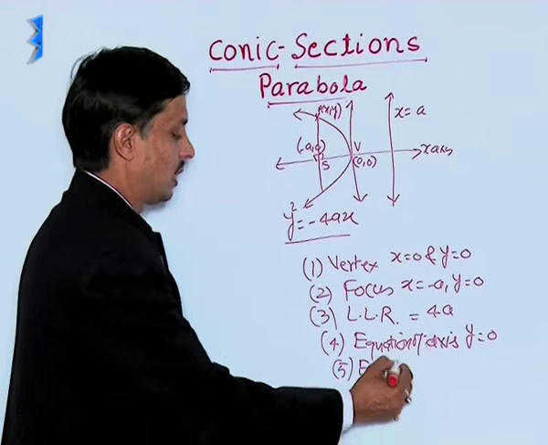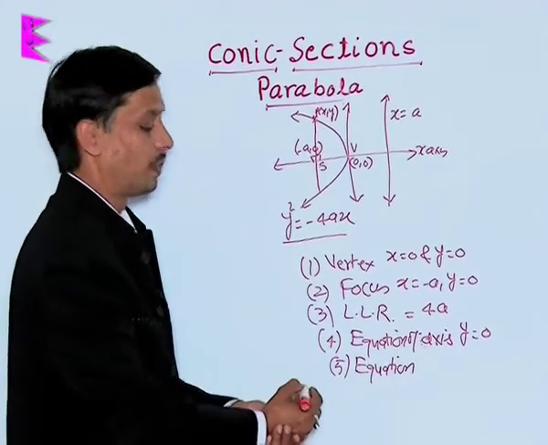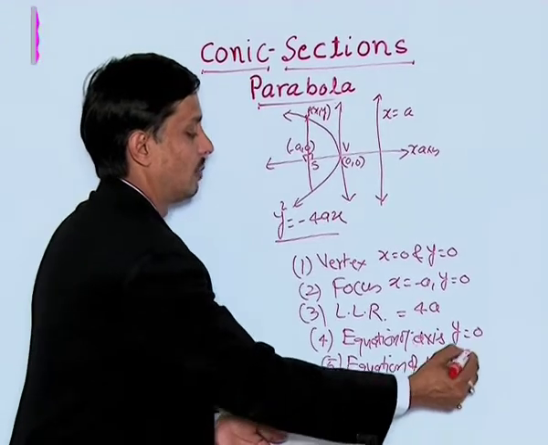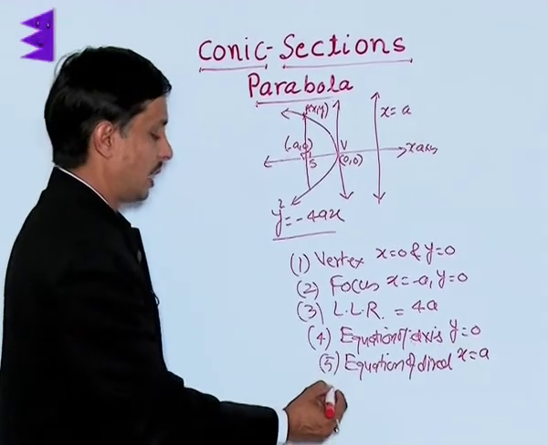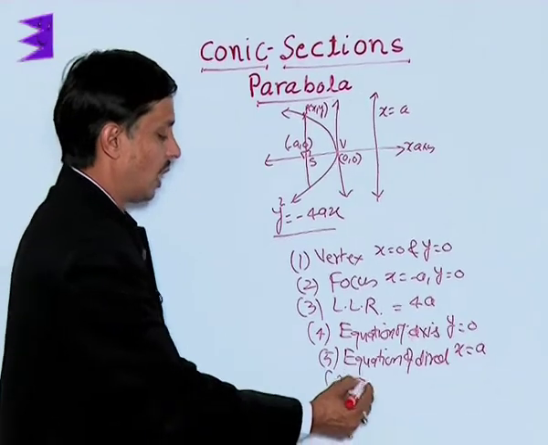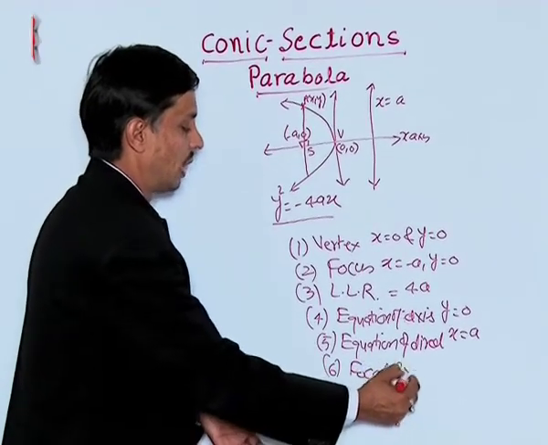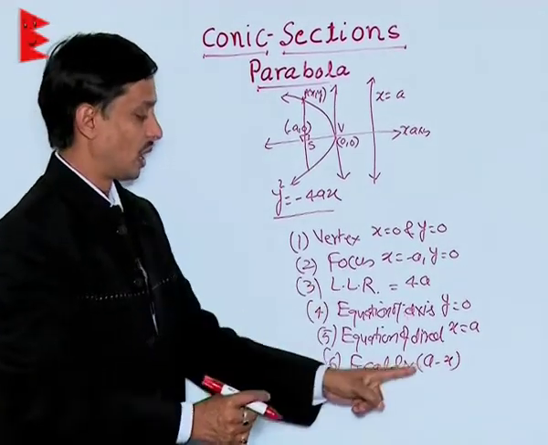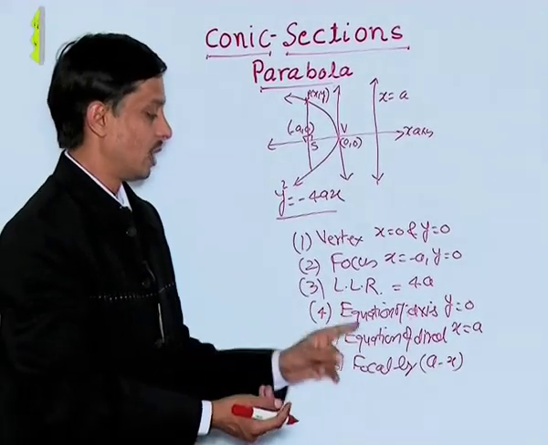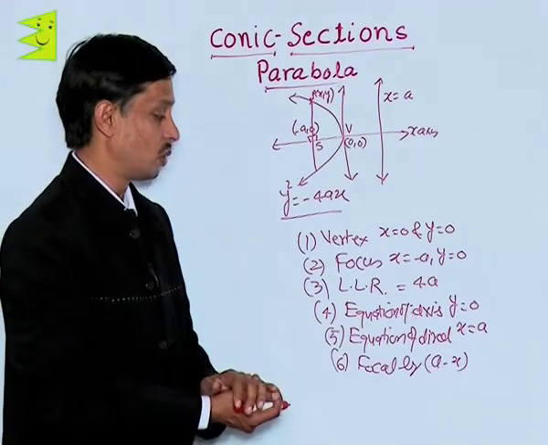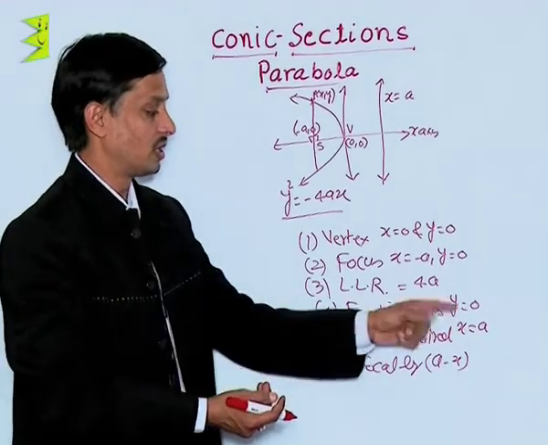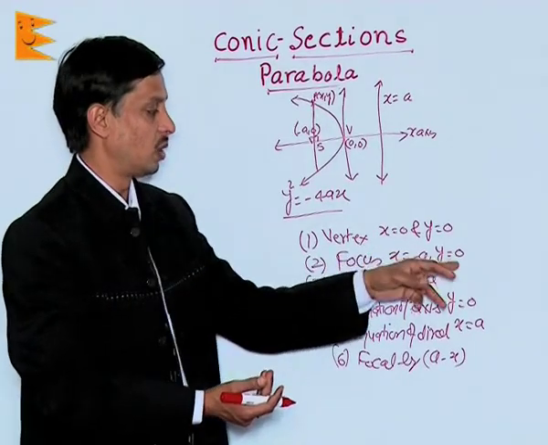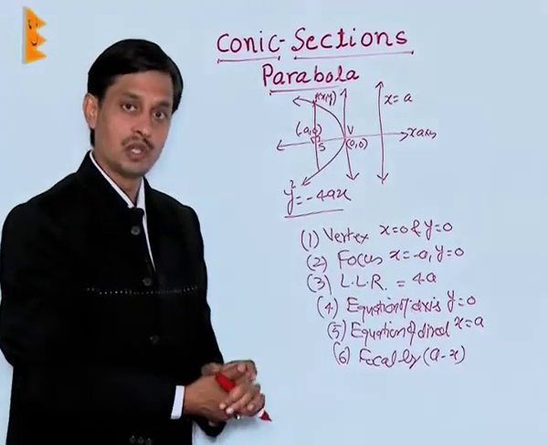Then what is the equation of directrix? The directrix is beyond the vertex on the positive side. So the equation of directrix this time is x equals positive a, and the focal length is given by a minus x. Equation of axis is y equals 0, LLR 4a, focus minus a comma 0, vertex 0 comma 0.